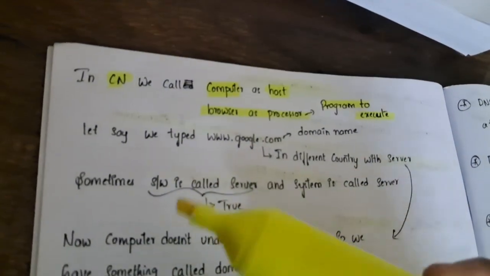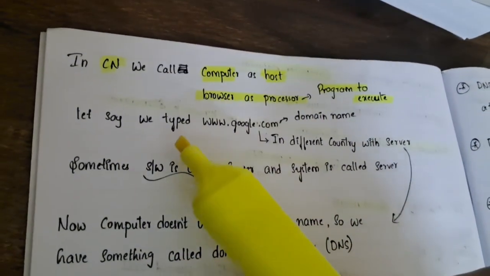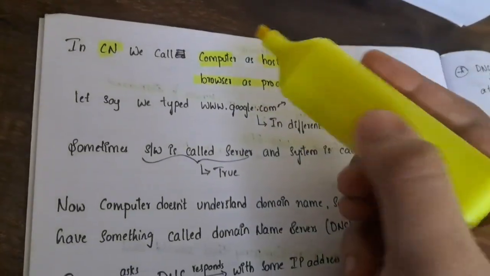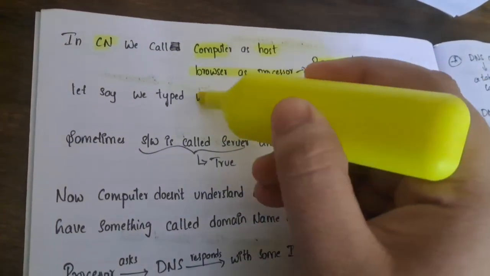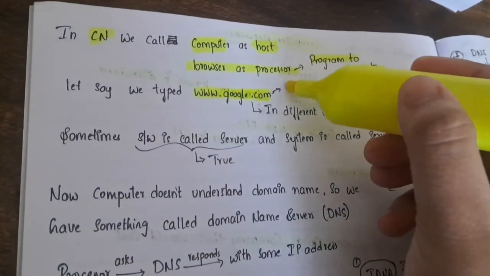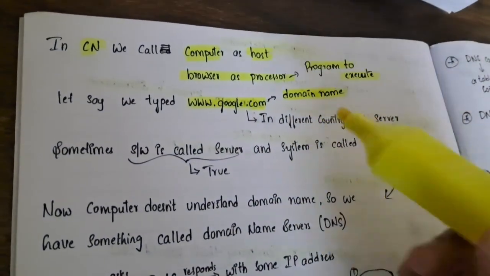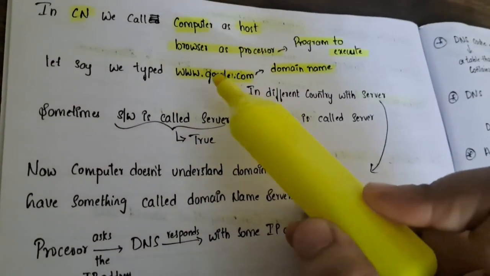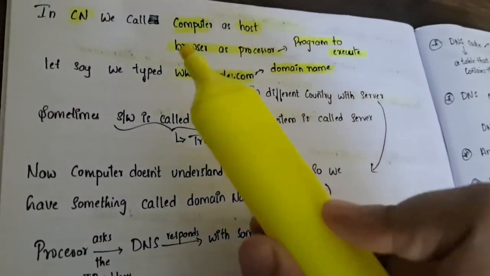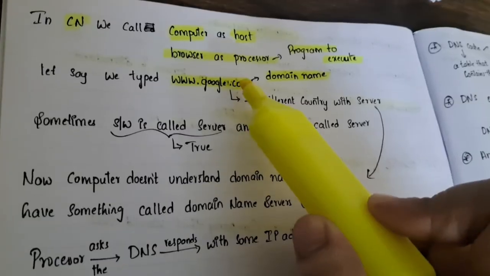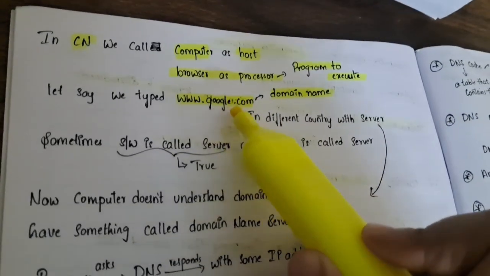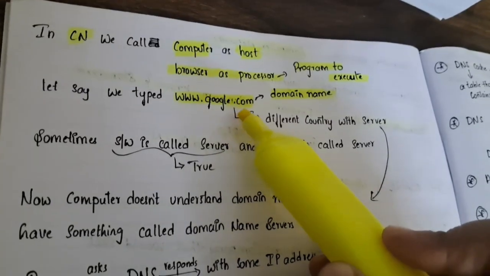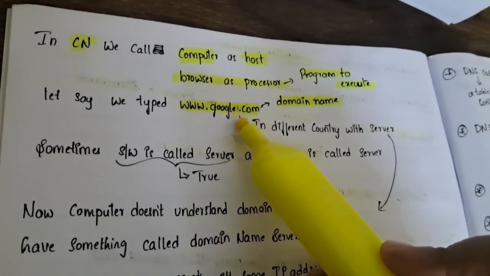Now, let's say we typed www.google.com. Whatever URLs we have, those are known as domain names. Why have I written it like this? Because this is something that you and I can understand. But is it something that the computer or the system can understand? No, right? It does not understand all these things.